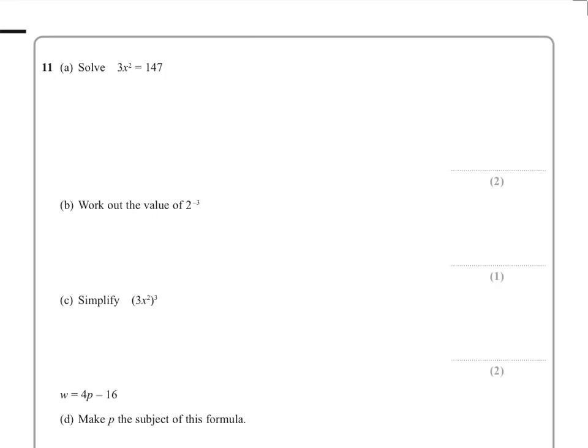Question 11, we've got to solve 3x squared equals 147. And keep in mind that you do have a calculator. So the first thing I would do is I would divide both sides by 3 first of all. And that would give me x squared equals, well, if you can't do 3's into 147 in your head, that's fine. You can do it by long division.